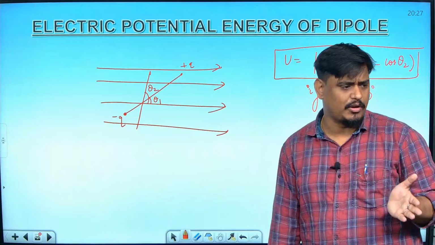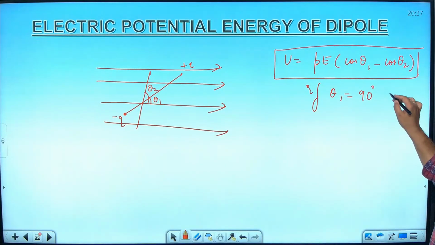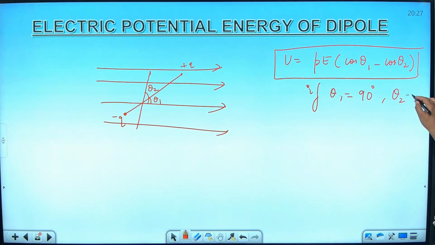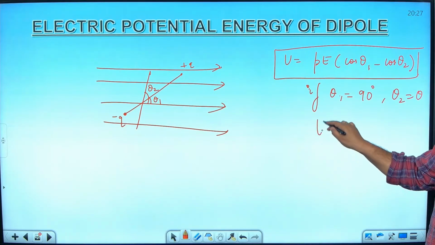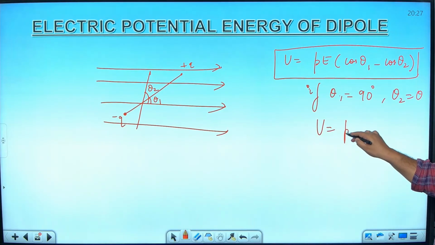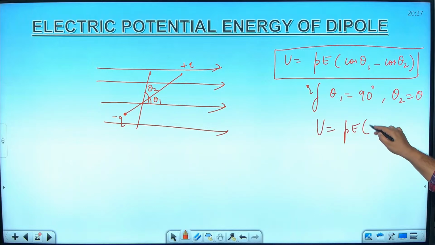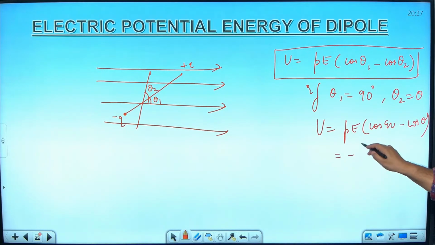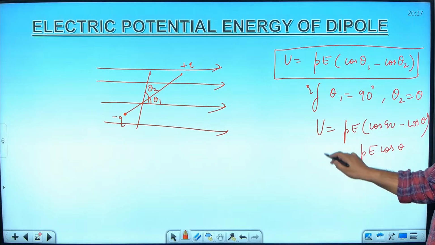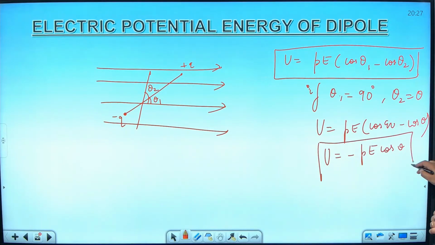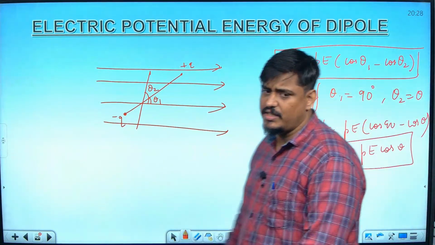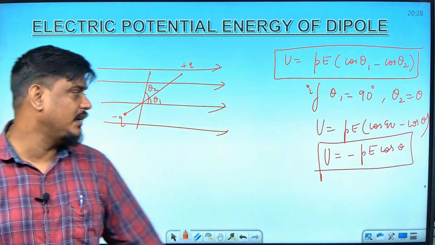So maximum torque is happening at 90 degrees. If you take theta 2 as just theta, then we get the value of U as PE cos theta 1 minus cos theta 2. Cos 90 is 0, minus cos theta 2 is cos theta. So it will become equal to negative PE cos theta. This is the formula of electric potential energy of an electric dipole.